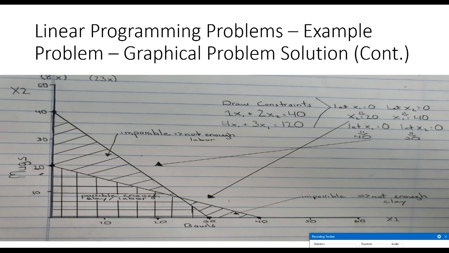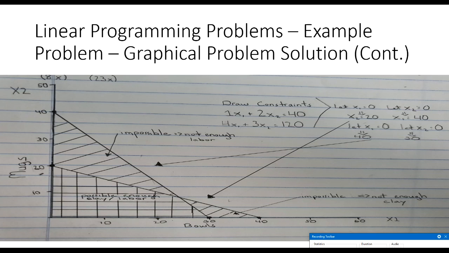So only in this section here, it is below both lines. So we have both enough clay and enough labor. That's what we see here. So in this section, because we have enough clay and enough labor, these are all of our possible production choices. And these lines represent where all of the choices have been made. We're using all of one resource, all of the other resource, or all of both resources.